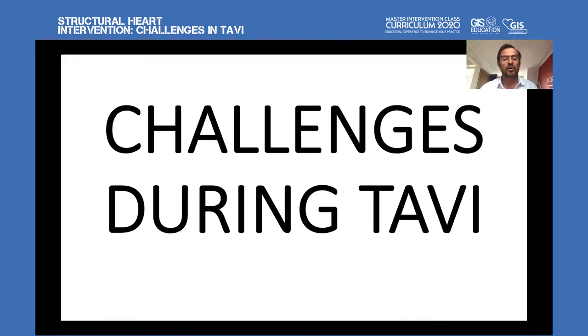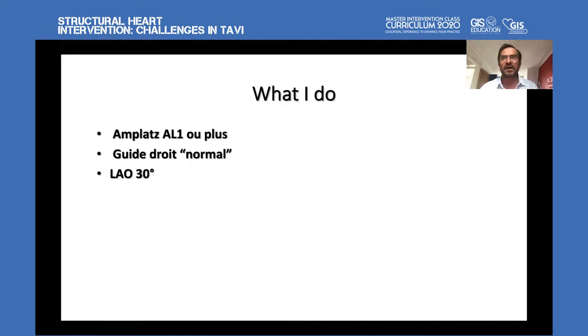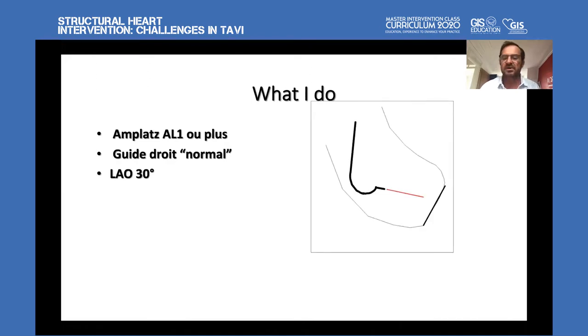So let's go now to the challenges during TAVI. Very first, you have to go through the annulus, and sometimes it is very stiff, very difficult, but you will succeed. What I do is very simple. I use Amplatz AL1 or AL2. I use a straight wire. And I use an LAO orientation. And in 99% of the cases, it works.